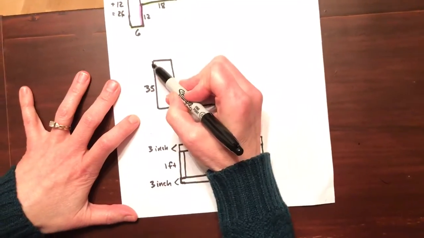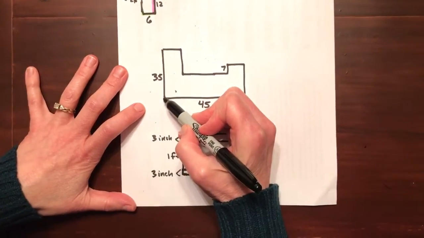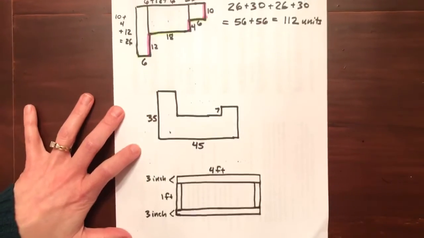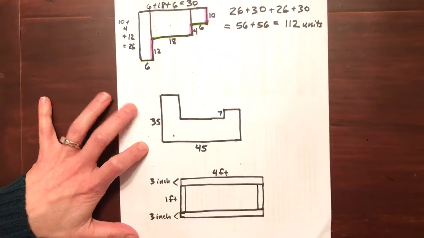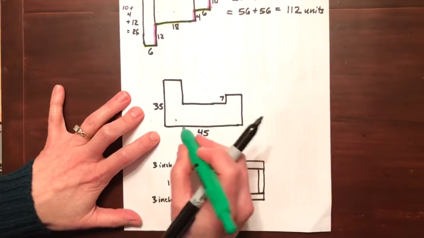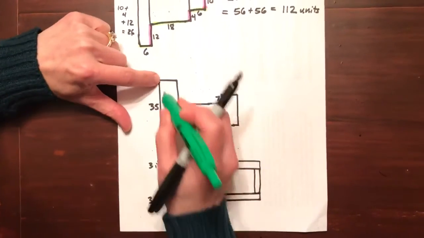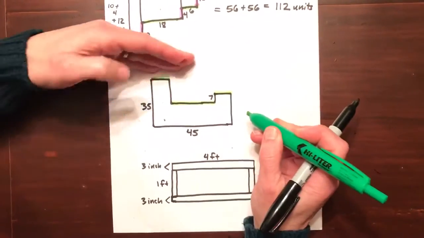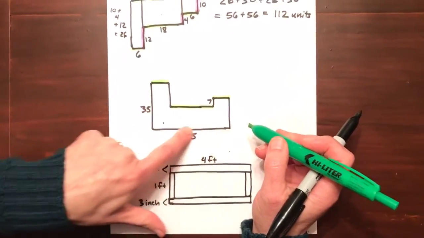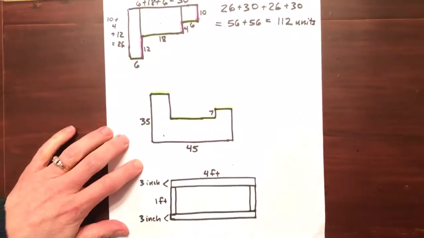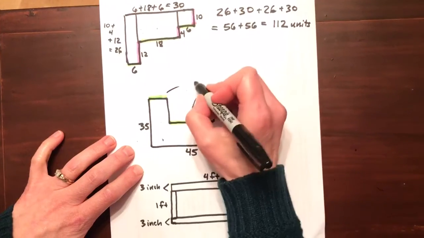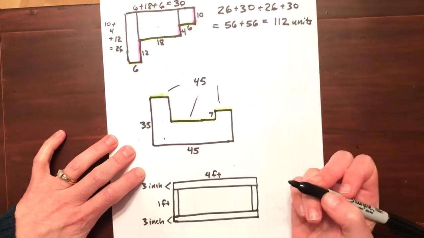Okay, I've got this length is 35, and this length is 7, and this is 45. And so I can use the thinking that I did before. I know that this piece and this piece and this piece, if I push them all down, I could see that those were the same length as 45. So I don't have to know them individually. I know that all three green pieces would add up to 45.